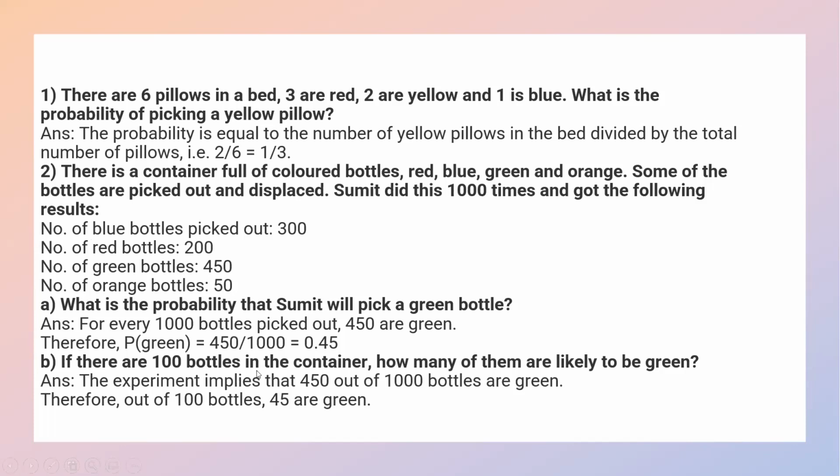And if there are 100 bottles in the container, then how many of them are likely to be green? So if it implies that 450 out of 1,000 are green, then out of 100 that would be 45 green. So this is simple mathematics.